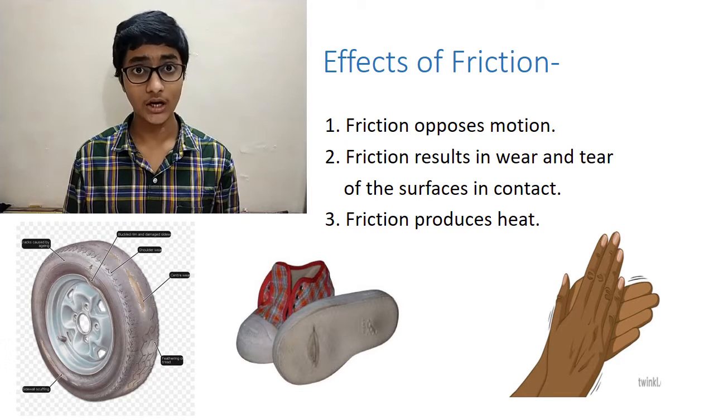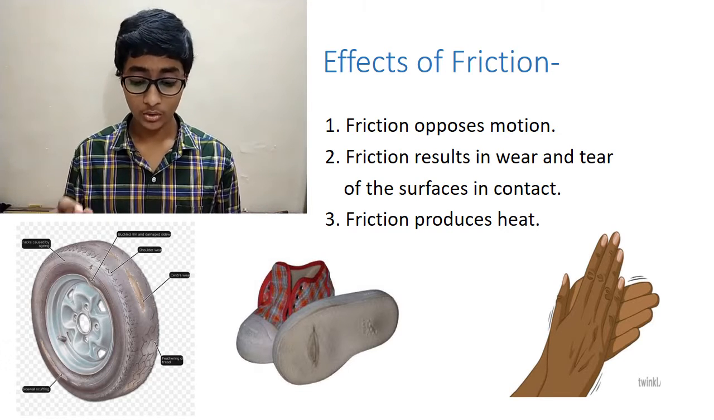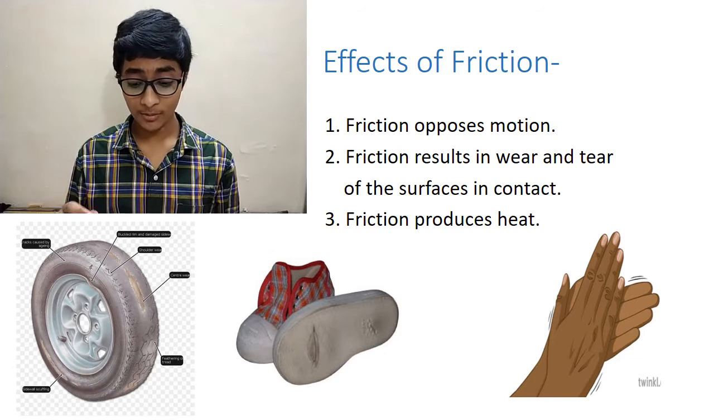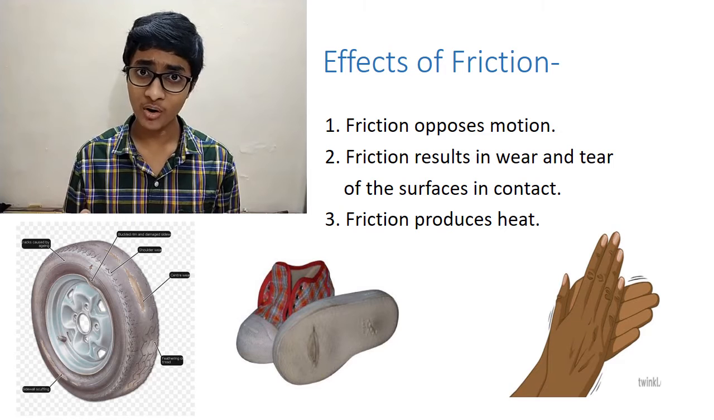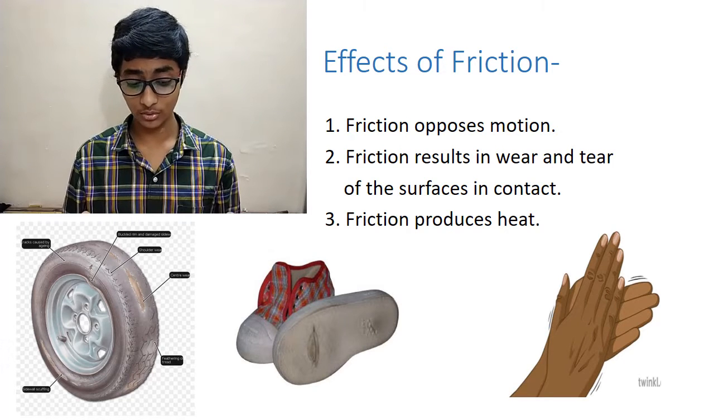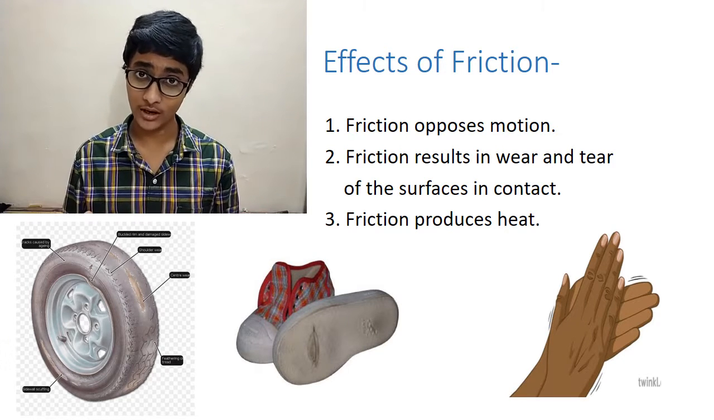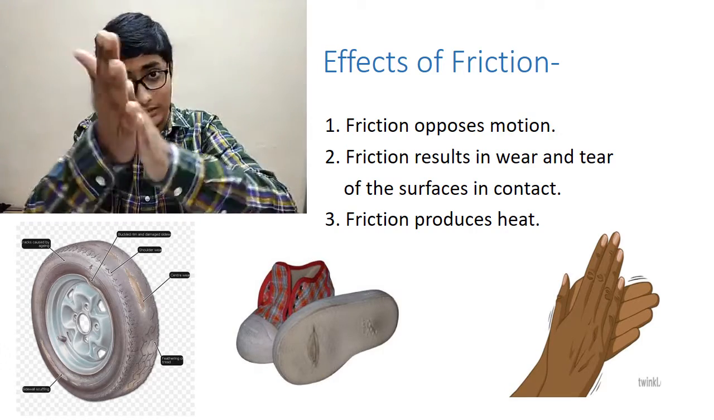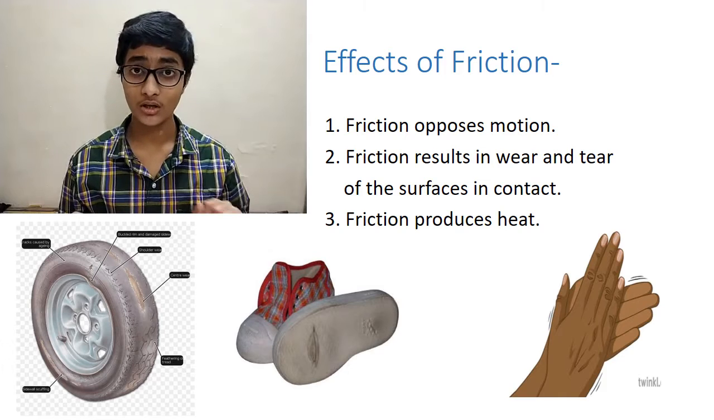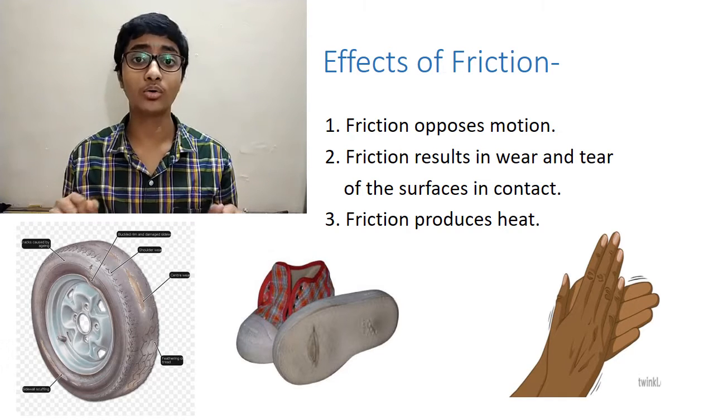Effect number 3. Friction produces heat. You must have observed that in winters we rub our hands together to keep them warm. Where does this heat come from? The heat is produced due to the friction caused by rubbing your hands together. You can also rub your hands and feel the heat. The heat so produced is because of the friction between your two hands.